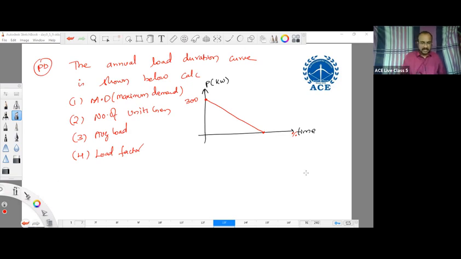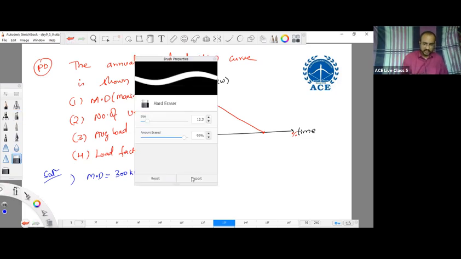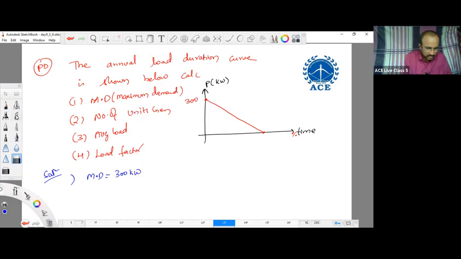So how do you calculate maximum demand? The highest point on the load duration curve gives the maximum demand. So maximum demand is 300 kilowatt. Second question, number of units generated.